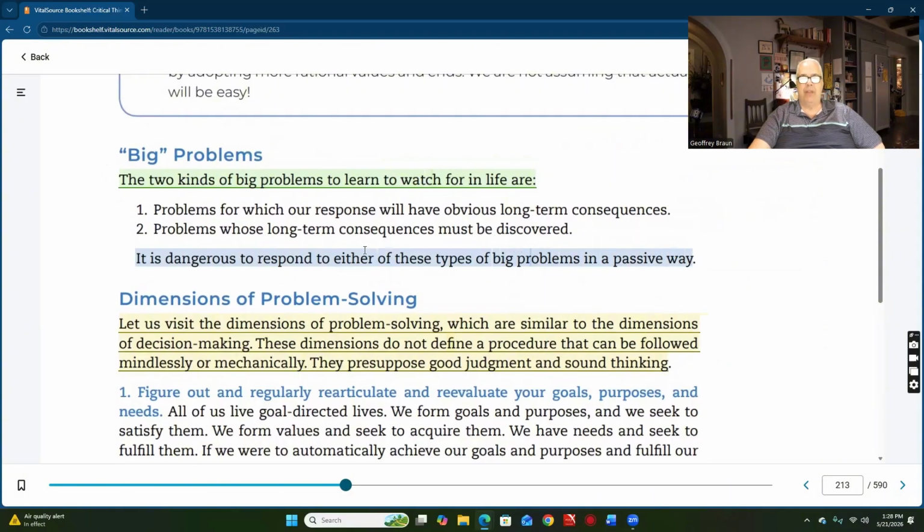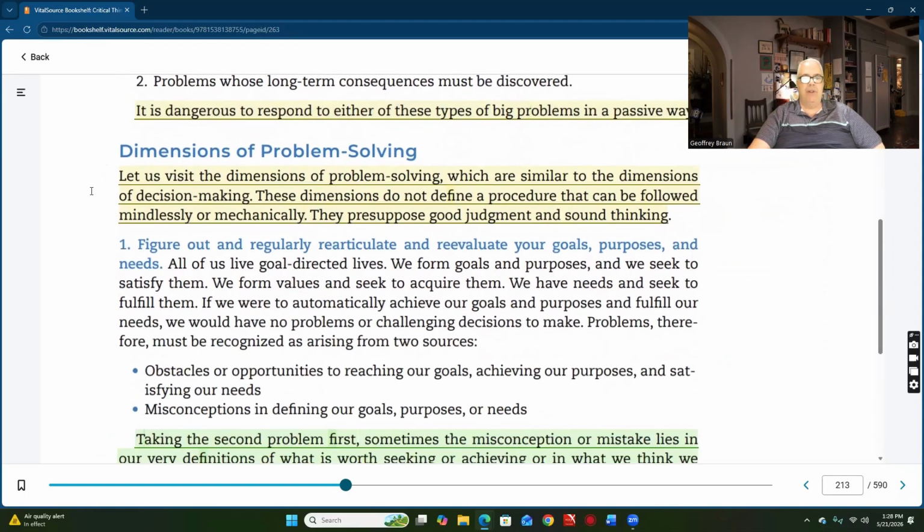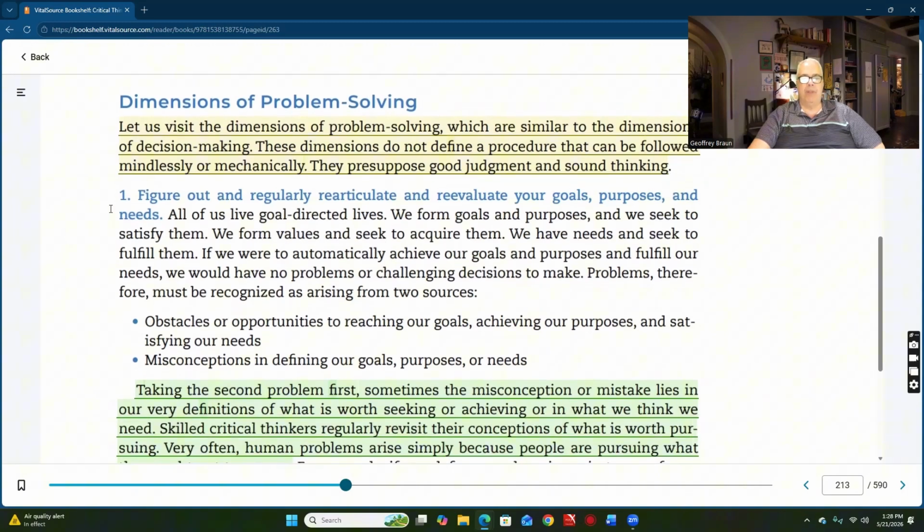Yes. Key. Let us visit the dimensions of problem solving, which are similar to the dimensions of decision making. These dimensions do not define a procedure that can be followed mindlessly or mechanically. They presuppose, come before, good judgment, sound thinking, right?